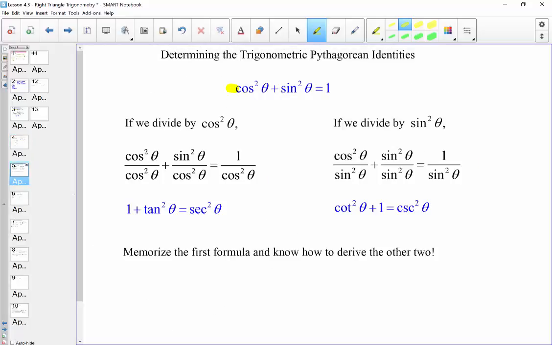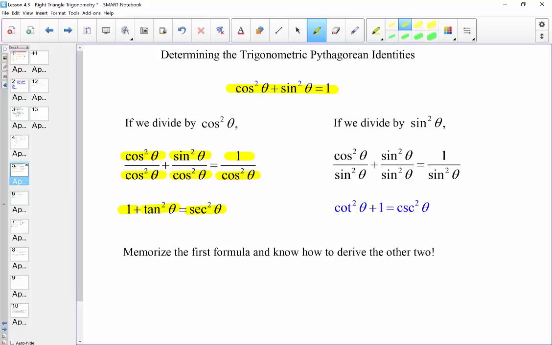So again, cosine squared theta plus sine squared theta equals 1. To derive the second identity, all we have to do is to divide each term by cosine squared theta. So in the numerator, here, cosine squared theta plus sine squared theta equals 1. If we divide each term by cosine squared theta, you'll see that that simplifies to cosine squared theta over cosine squared theta equals 1. Sine squared theta over cosine squared theta equals tangent squared theta. And 1 over cosine squared theta equals secant squared theta.